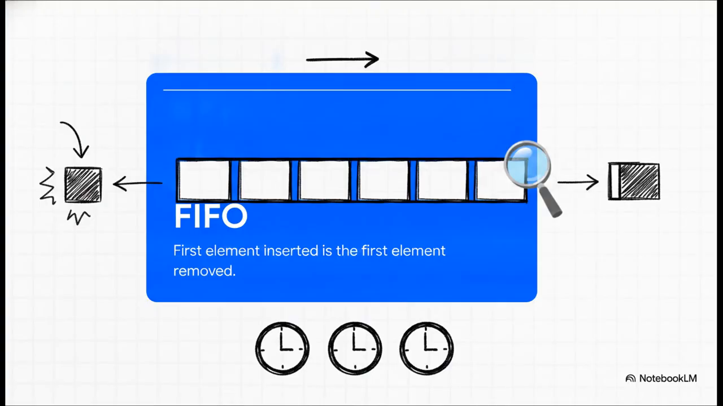So, the absolutely crucial point here is understanding the core principle of a queue, which is known as FIFO. F-I-F-O. That stands for first in, first out. A queue is simply a linear data structure that strictly follows this rule. The very first element that gets inserted into the structure is going to be the very first element that gets removed from it. It's a system built entirely around fairness and order of arrival.